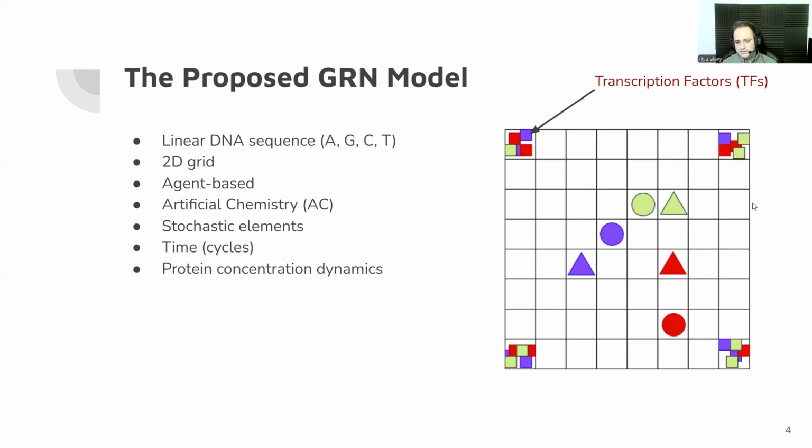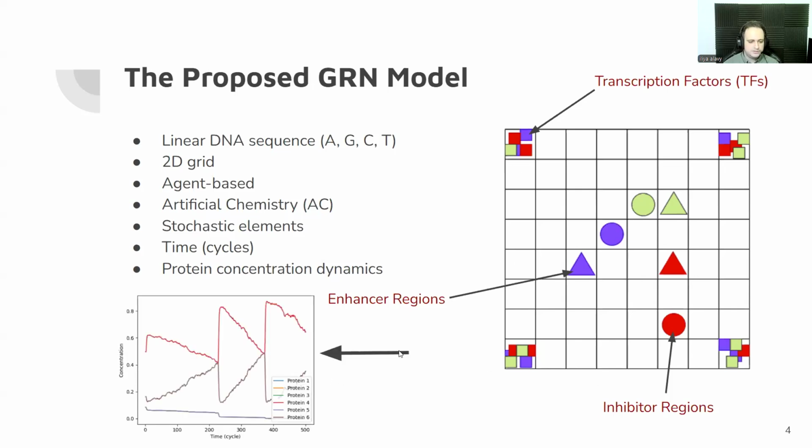If you look at the picture on the right side, these squares that are spatially represented on the four corners of this square are transcription factors of the GRNs. The triangle shapes are enhancer regions, and the circle shapes are inhibitor regions. And the color coding means that these are from different genes. So this is the enhancer and inhibitor of the same gene, and these are for different genes. If we see a transcription factor with the same color, it just means that the protein or the transcription factor is the product of the gene with the same color. And then the final output of this model is the protein dynamics, which are interesting for us.